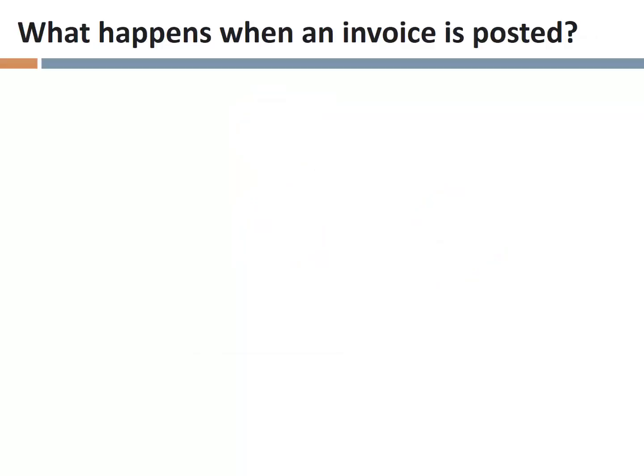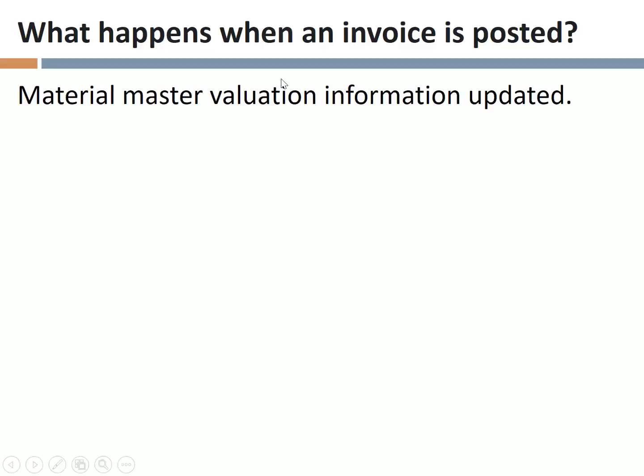What happens when I get a bill? Well, what I do is I actually record it in my system as an invoice. Now, in fact, if I have my computer hooked up to my vendor's computer, they may essentially trigger this document creation in my system, independent of any one of my employees doing this. What will happen here is the material master valuation information gets updated.